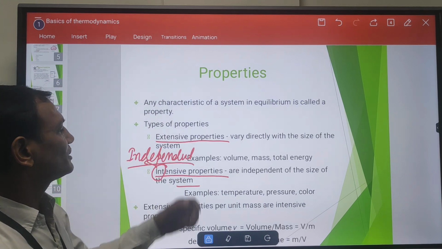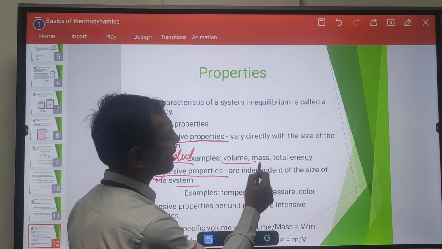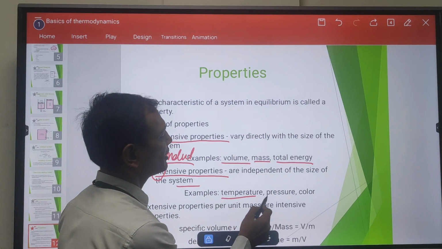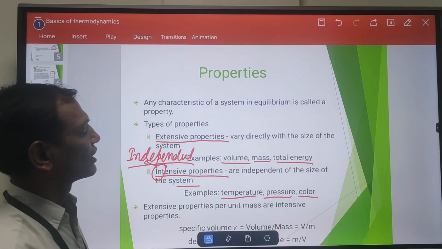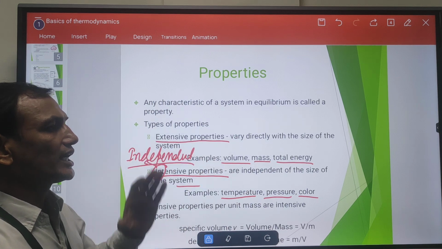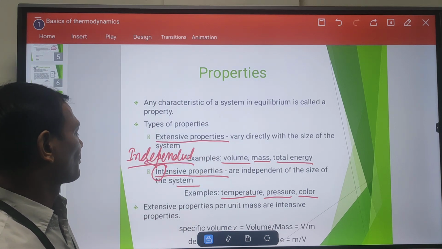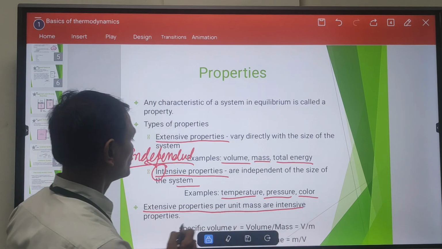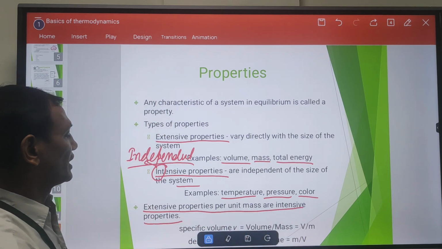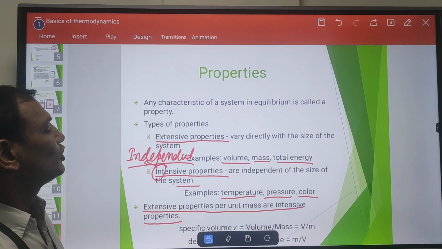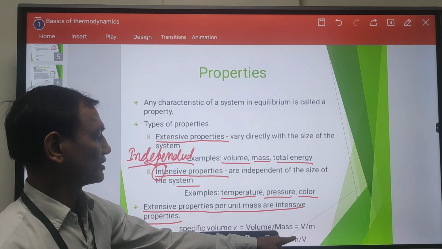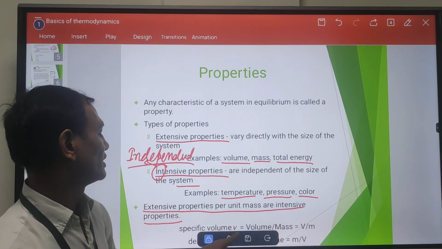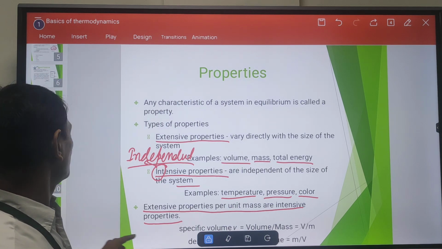Extensive properties are, for example, volume, mass and total energy. For intensive properties: temperature, pressure, or any type of color. Color does not depend on the size of the wall or the size of the chair. An extensive property per unit mass is called an intensive property. For example, specific volume, which is volume per unit mass. Extensive properties per unit mass are intensive properties.